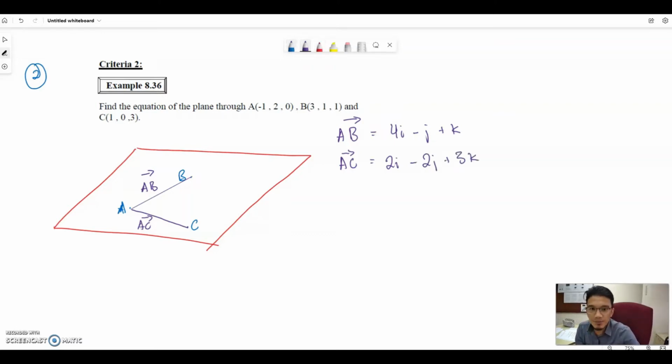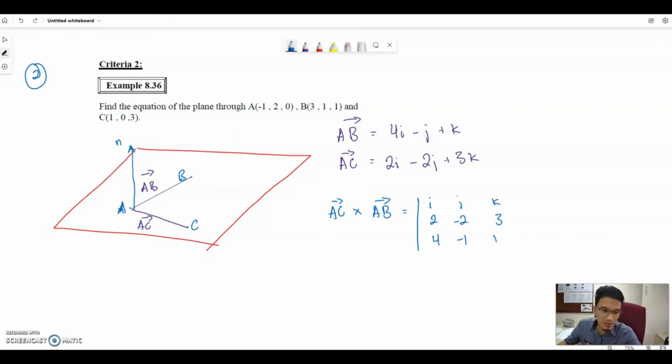Alright, so the vector that is perpendicular to the surface of the plane must be equal to AC cross product with AB. So we have i, j, k, 2, -2, 3, and 4, -1, and 1.